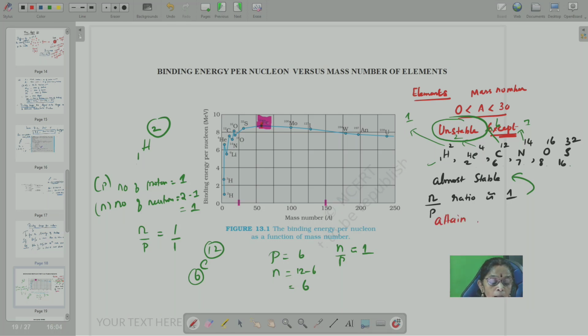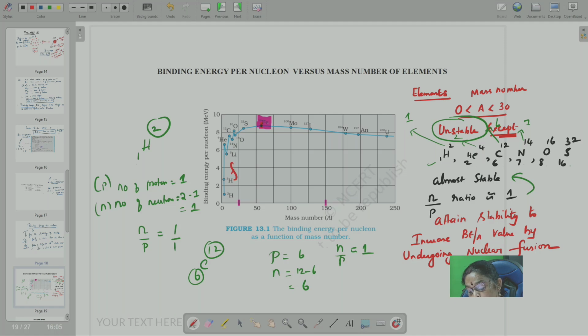Very simple. They attain stability to increase the binding energy per nucleon value by undergoing nuclear fusion reaction. This is nuclear fusion.